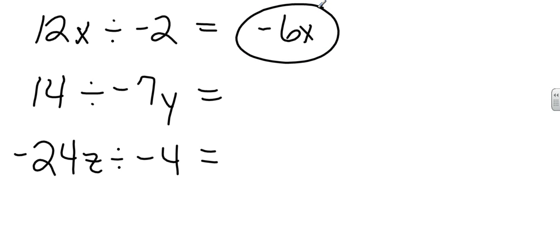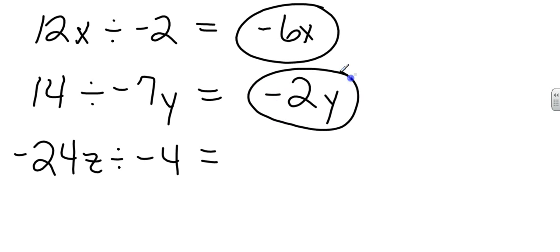Second problem, 14 divided by 7, 2. 14 divided by 7y, 2y. Why? Because I said so. Positive divided by negative is a negative. Piece it together. Take a little bit of extra time. Promise you it will benefit you in the end.